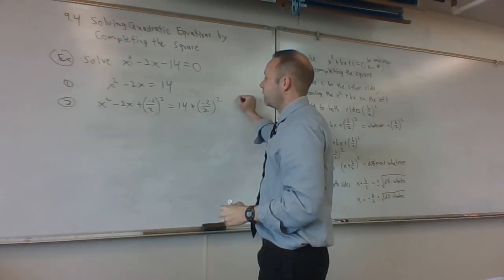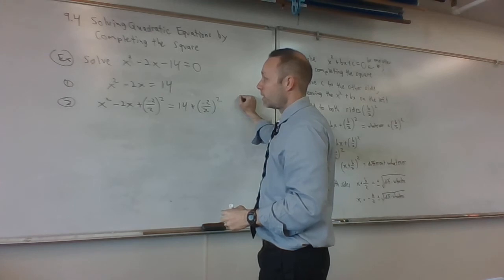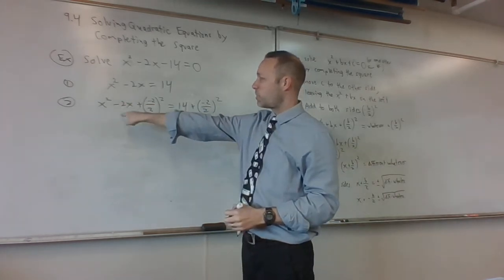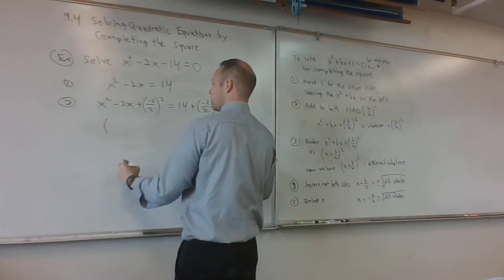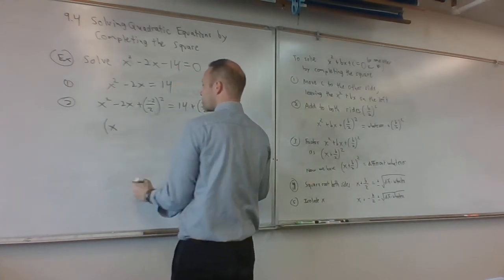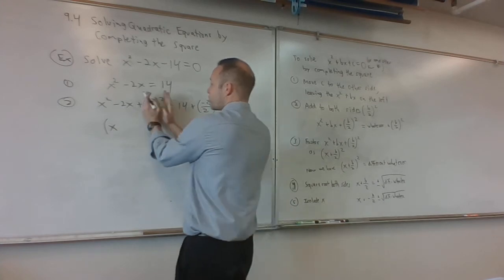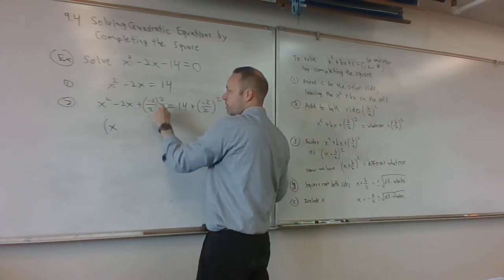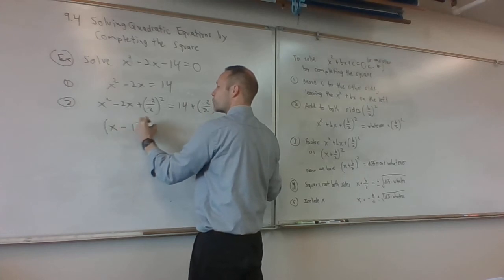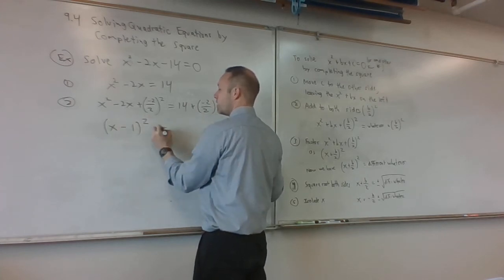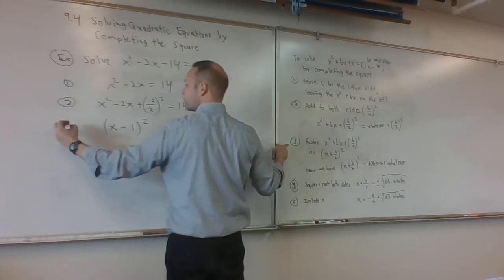Okay, I'm going to go a little bit more quickly here. On this left-hand side, I'm going to jump straight to the factored version of it, because I get x, and then just what's inside the parentheses here? Negative 1. I'm going to go x minus 1 squared equals, I'm actually doing step 3 here.